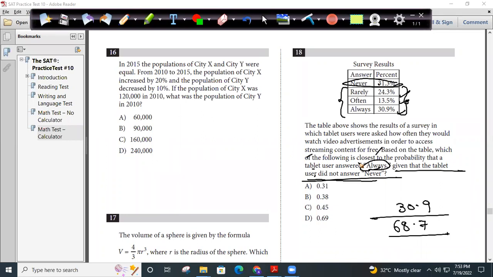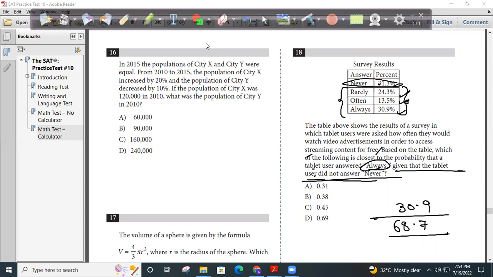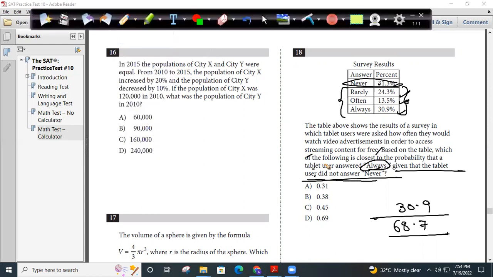What is this? I think 0.45, correct, right? Or I was wrong. 30.9 divided by 68.7. Yes, 0.45 should be the answer, correct. Who gave me 0.45? 30.9 by 68.7. If you simplify, you get 0.45. That should be your answer.